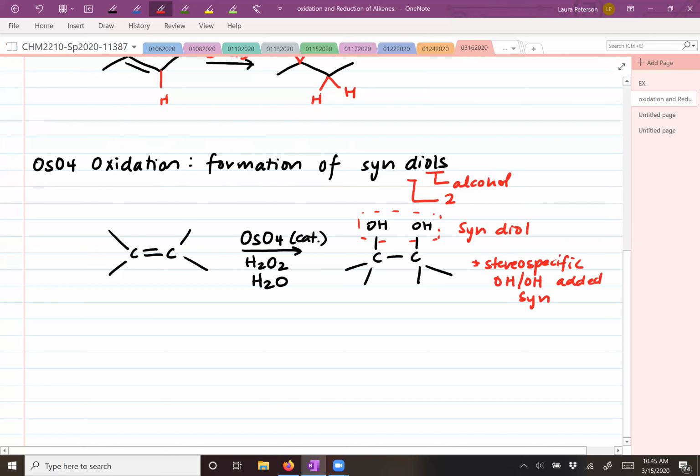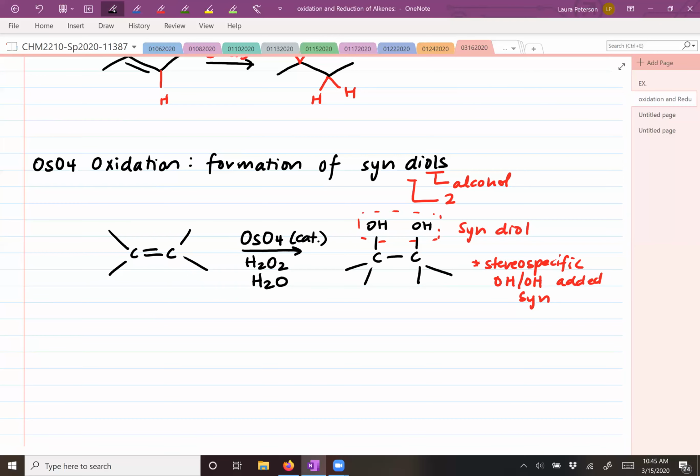I want you to think about the previous reaction that we learned to be syn. That was BH3 and its addition across an alkene. Remember that we afforded syn addition because we had this single step concerted mechanism where both new bonds to the carbons of the alkene formed at the same time from the same reagent. So they had to come in from the same face. We're going to see a very similar thing here in this reaction.